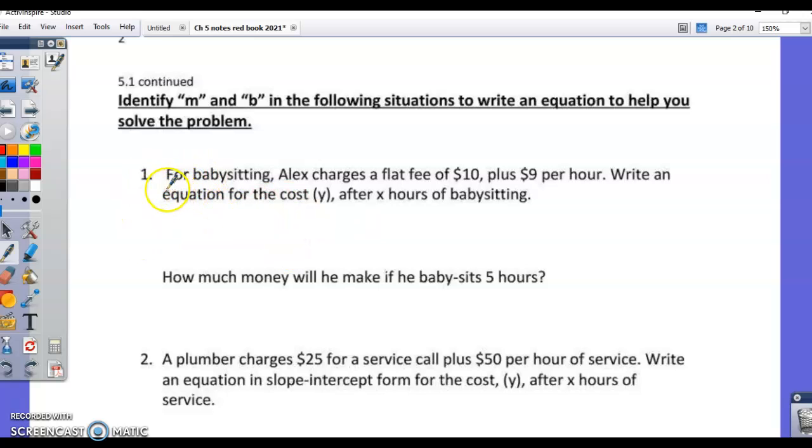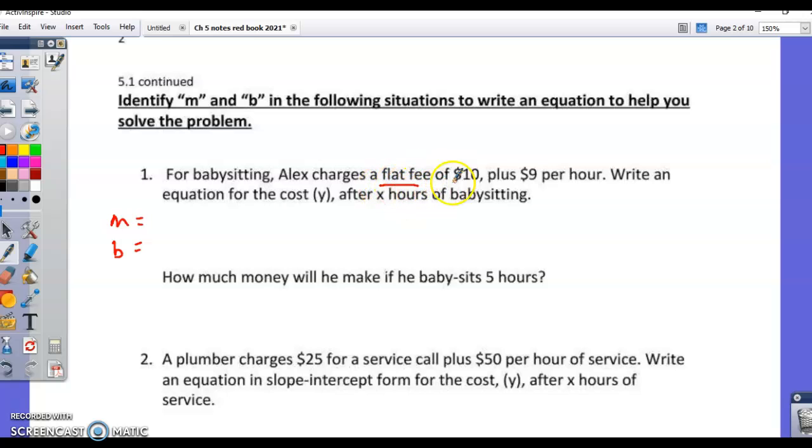Okay, so for this first example, it says for babysitting, Alex charges a flat fee of $10 plus $9 per hour. Write an equation for the cost y, so your total after x hours, which is however many hours it would be, because that's a variable that could change. You could work 2 hours, you could work 3 hours. All right, how much money will he make if he babysits for 5 hours? So first, if we can identify our m and our b in this, we can write the equation pretty easily. All right, now, b is our starting amount or the amount that doesn't change.